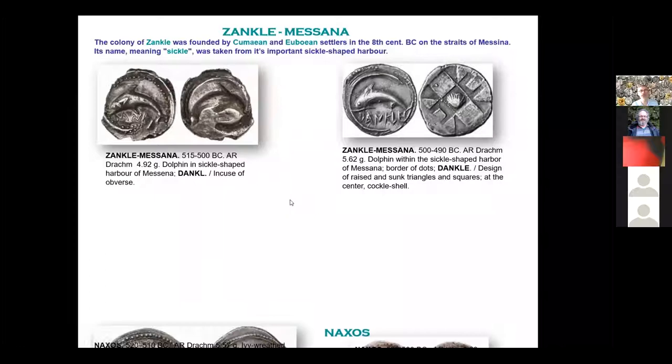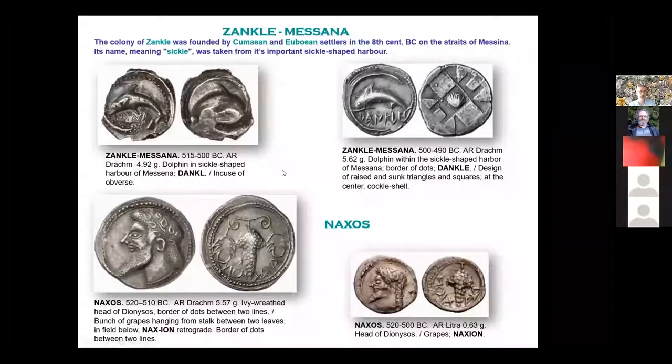And another town with some extraordinary coins is Naxos, with the typical archaic depiction of Dionysus on one side and his attribute, a bunch of grapes, on the other side.